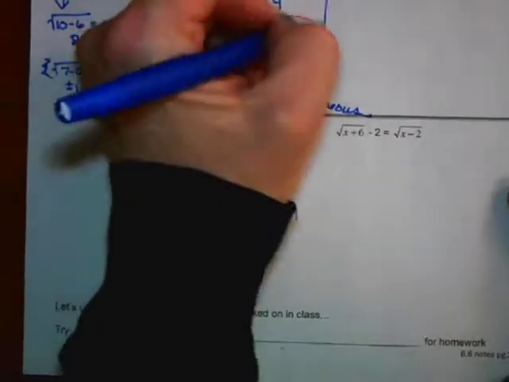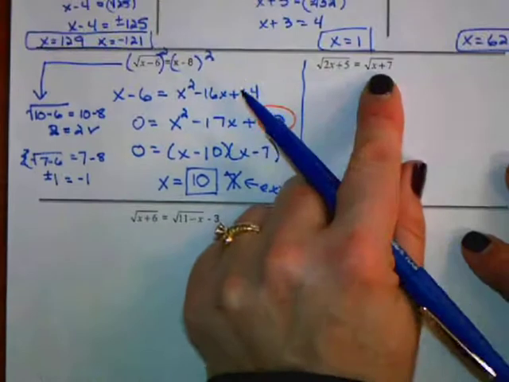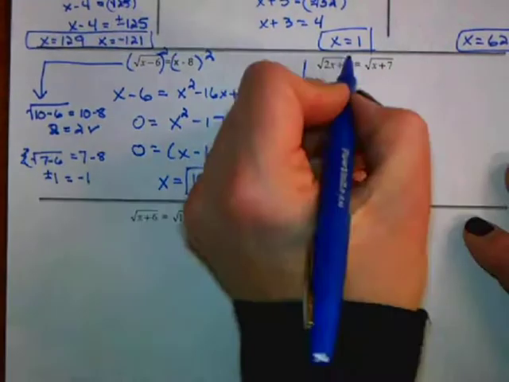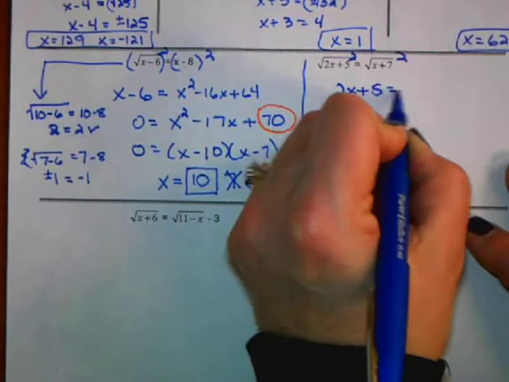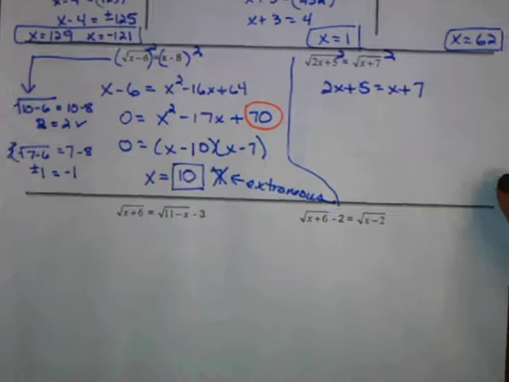All right, this one's a little quicker. Let's work through it real quick. What do you think you might do to first start solving this? Square both sides. Square both sides. And you get 2x plus 5 equals x plus 7. Aw, look how pretty that is. That's pretty.